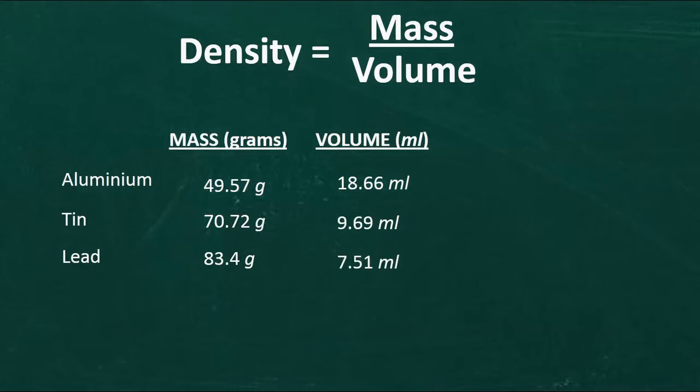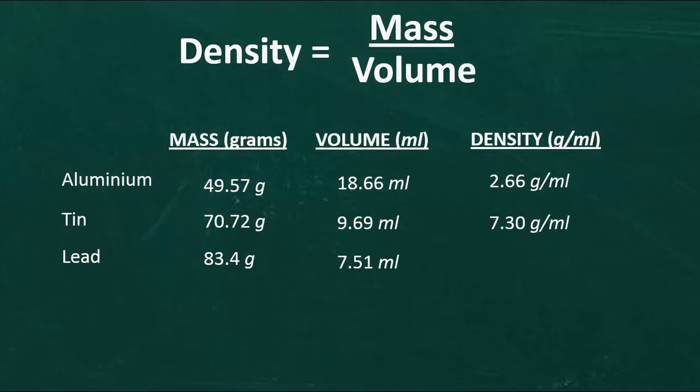So now we can calculate the density by, for aluminium for example, we can take the mass of 49.57 grams and divide it by the volume of 18.66 milliliters, giving us a value of 2.66 grams per milliliter. Doing the same thing for tin, giving us a density of 7.3, and lead 11.11 grams per milliliter. So now we can see that yes, lead has a much higher density than aluminium, and tin is somewhere in between.